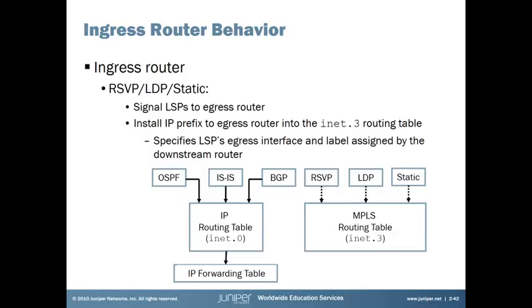And we're going to install the IP prefix to the egress router into the INET.3 routing table. So this is all happening on the ingress router. It specifies the LSP's egress interface and label assigned by the downstream router. So we've got a couple of routing tables going on here. We've got our routing table which is used by our IGP and BGP, which is INET.0, and we've got a routing table used by MPLS, which is INET.3.